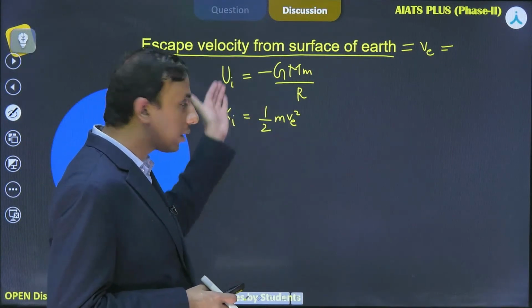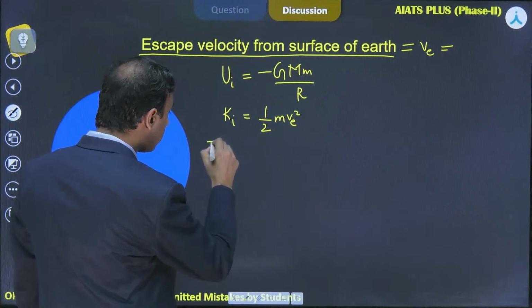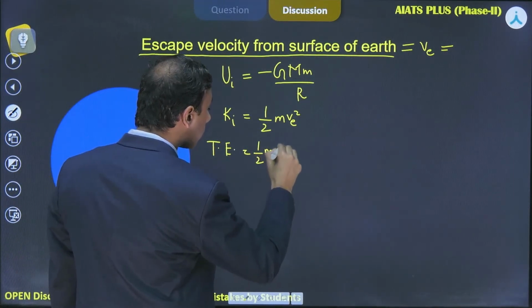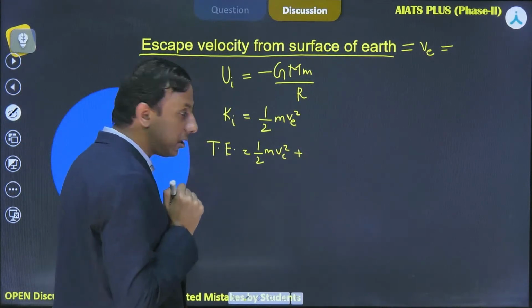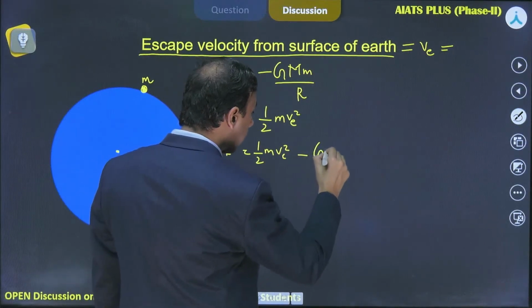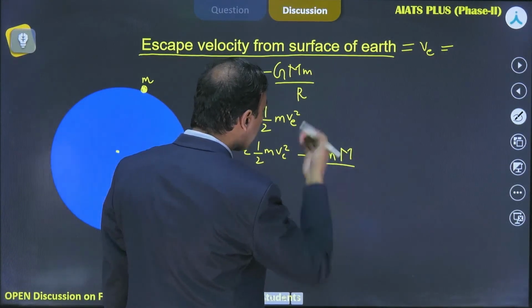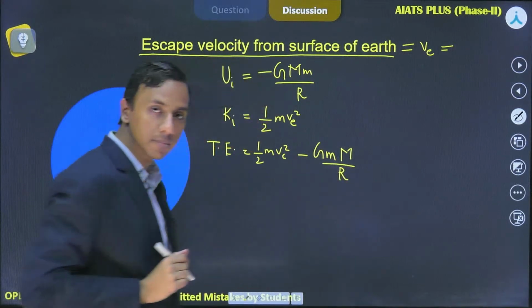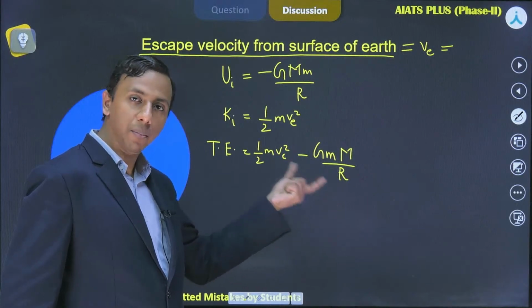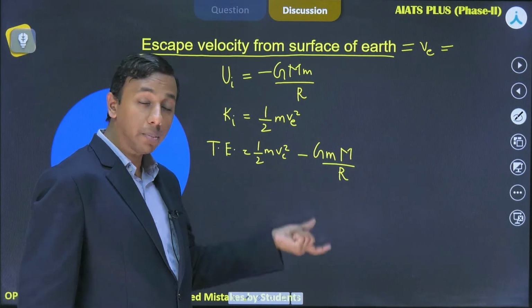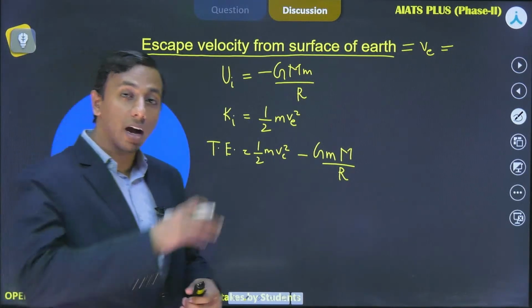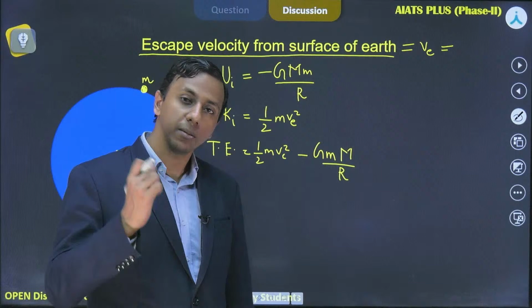So what will be the total energy here? Total energy will become kinetic energy plus potential energy, right? Potential energy is negative, so let me directly write minus GMm over R. And I just now said it is the minimum speed. Minimum speed meaning minimum energy to escape. That means if it escapes with this speed, what would be its total energy after it escapes? Total energy will become 0.